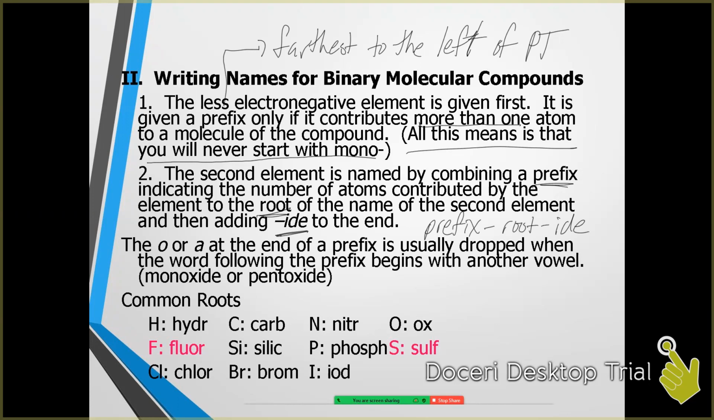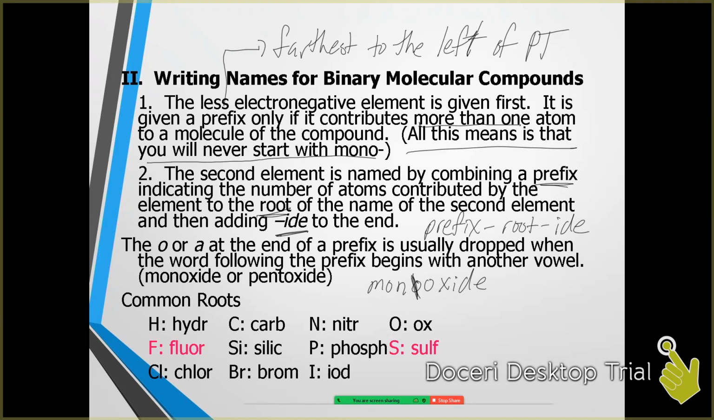The O or the A at the end of the prefix is usually dropped when the following prefix begins with another vowel, like mono-oxide. Instead of doing that, you would drop one of those O's. Most of the time it kind of looks weird. If you forgot to drop an O, I'm not going to count that wrong. Obviously you still know what we're doing right here, so that's not a huge thing.